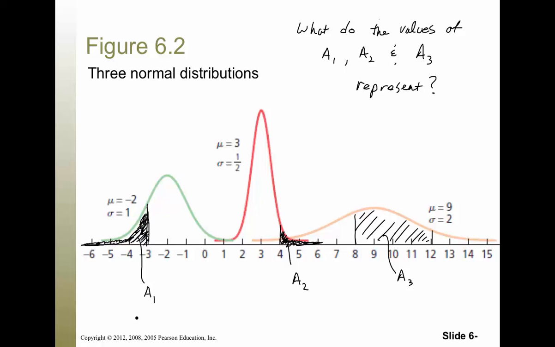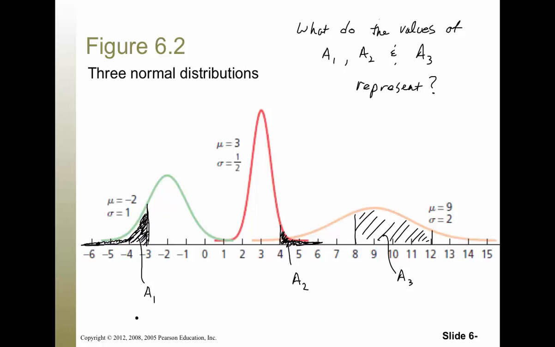So it's the relative frequency of values over 4. Right, for that distribution. So we should have said for the green distribution in the first one, that's the relative frequency of values under -3. And now for the red distribution, it's the relative frequency of values above 4.